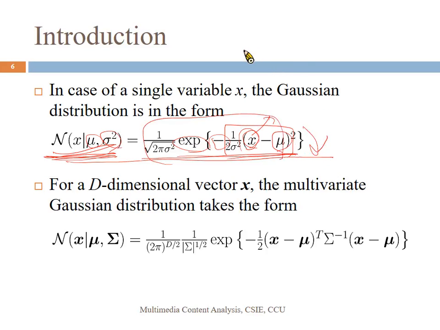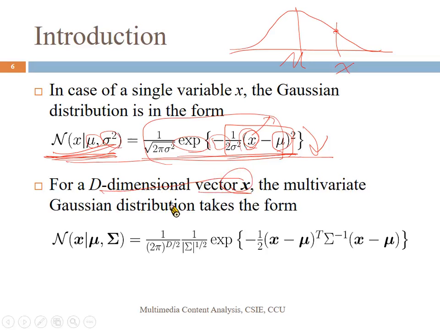So that's why we see a Gaussian mixture looks like this. Here is mu, and if x is far from mu, then the probability here will be smaller. So this is a one-dimensional Gaussian distribution. For a d-dimensional vector x, we have to construct a d-dimensional Gaussian distribution that would be like this.